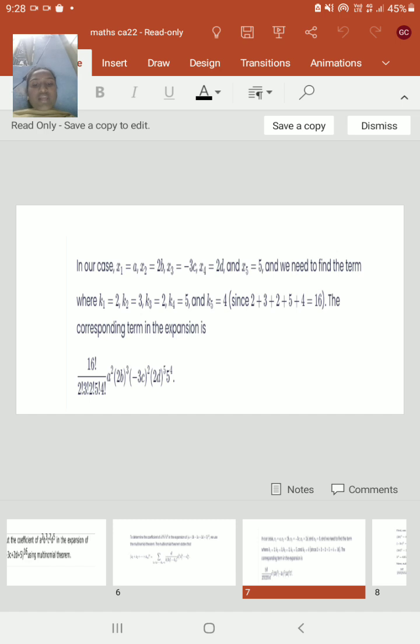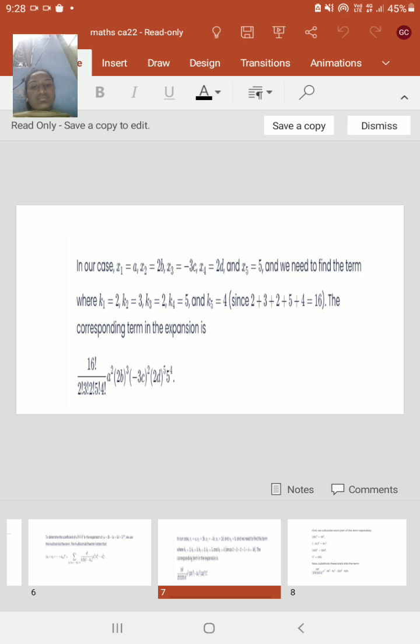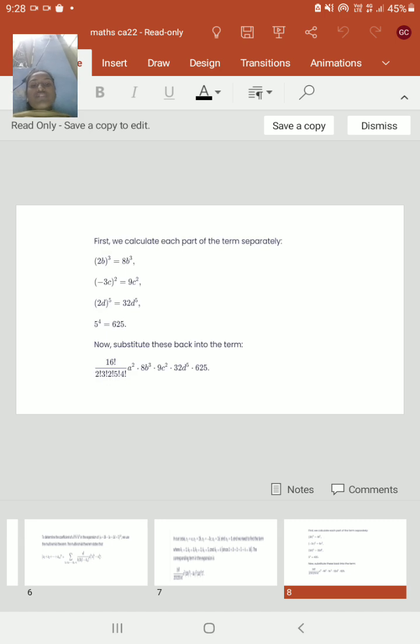Then x1 power k1, right? So what is the value of x1? a, k1 is 2. x2 is 2b power 3, minus 3c whole square, 2d whole power 5, and 5 power 4. First we calculate each part of the term separately. First we have to find b. So (2b) cube is equal to 8b cube, (minus 3c) square is equal to 9c square, (2d) power 5 is equal to 32 d power 5, and 5 power 4 is equal to 625.